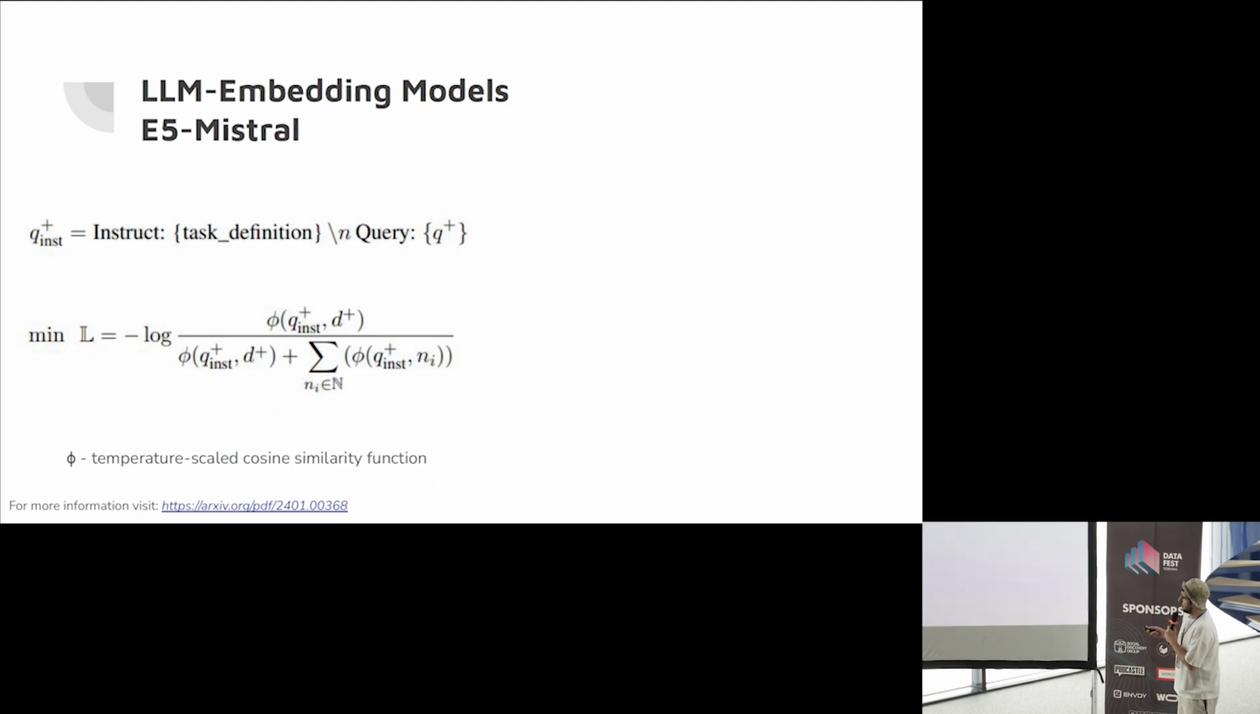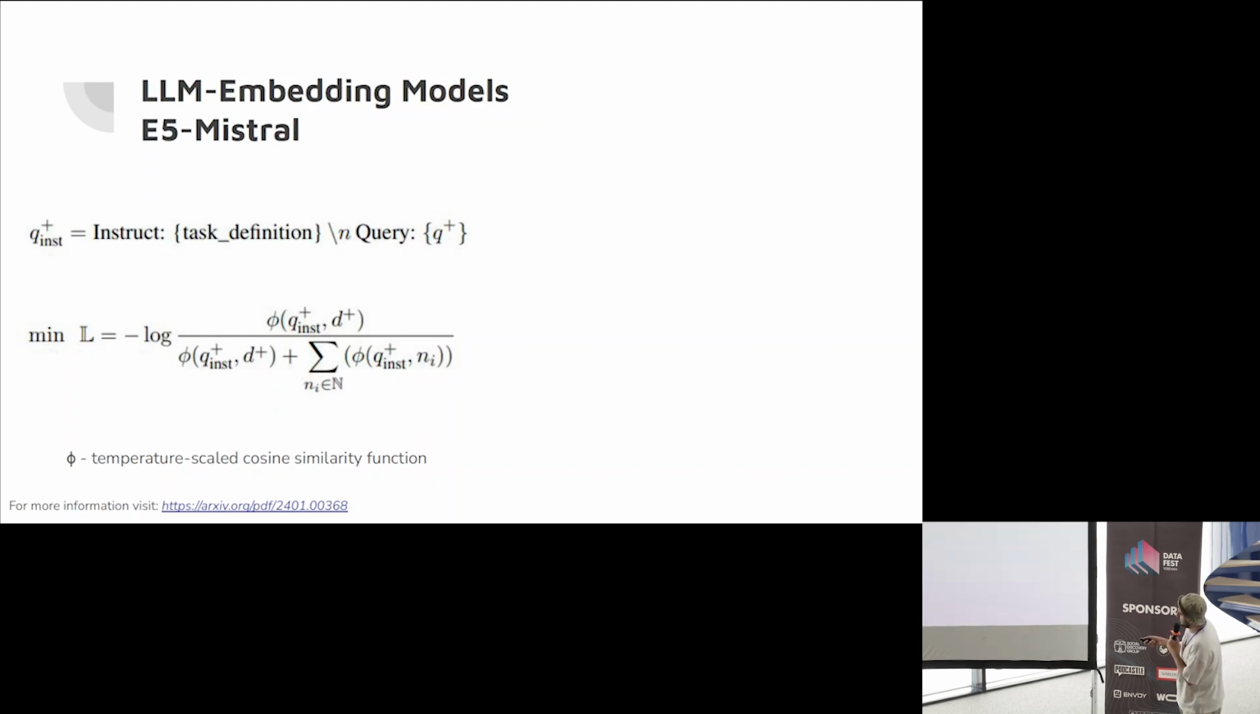So the first initial query that was fed into the model, they replaced it with an instruction. So they generate a few words of instruction about the query, and then calculate the loss, which is the InfoNCE loss for contrastive learning. They calculate this loss on this new instruction and the same passage that they had. And the phi is just the temperature-scaled cosine similarity function.